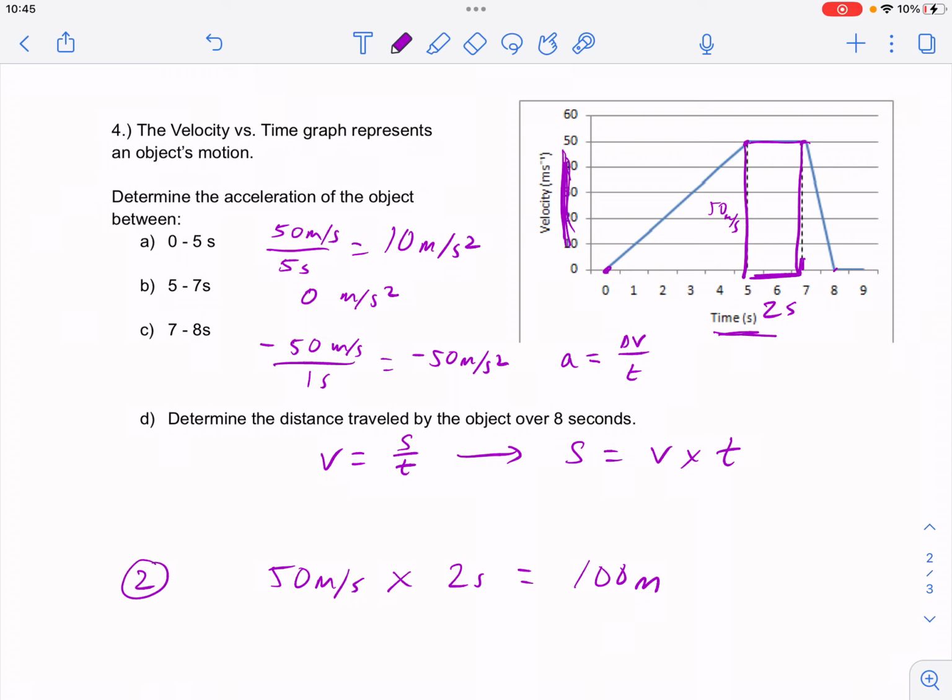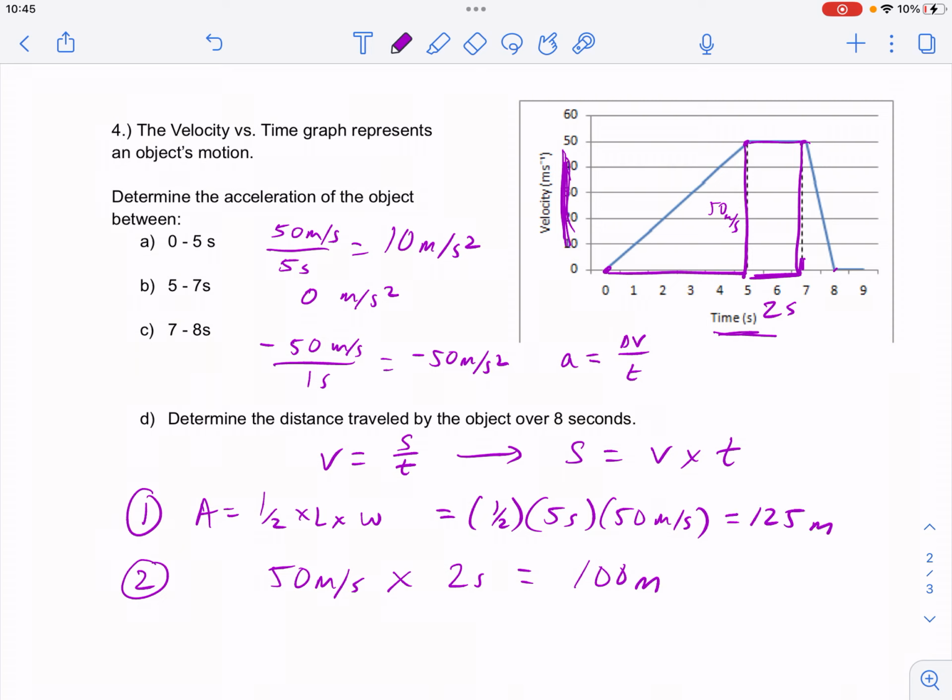The other 2 sections are triangles. And so when you do a triangle, the area is equal to 1/2 length times width, or length times height, whatever descriptors you want to use. So for this first big triangle, it has a base of 5 seconds, and it has a height of 50 meters per second. But then we need to multiply that by 1/2 because it's a triangle. And so 5 times 50 is 250, and then I half that, and I get 125 meters in that first triangle. So that one's 125.